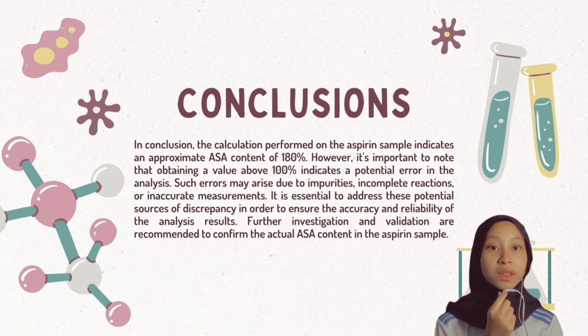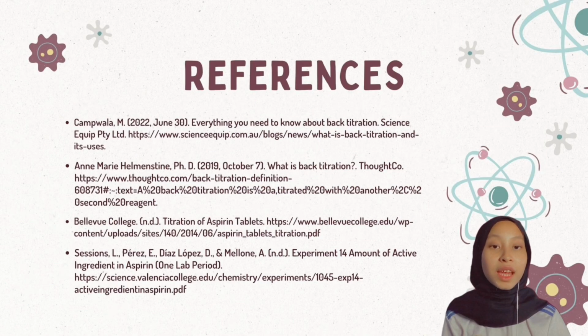Such errors may arise due to impurities, incomplete reactions, or inaccurate measurements. It is essential to address these potential sources of discrepancy in order to ensure the accuracy and reliability of the analysis results. Further investigation and validation are recommended to confirm the actual ASA content in the aspirin sample. So this brings me to the end of our presentation.